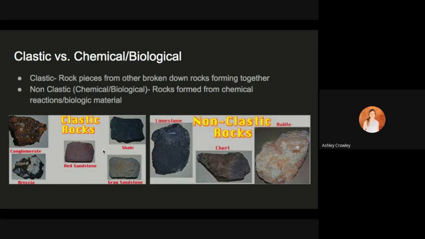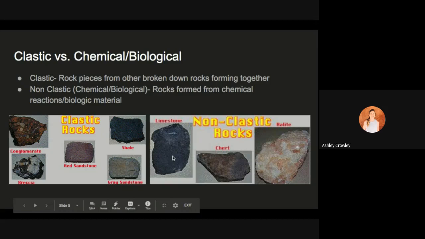So clastic rocks are formed together, and then non-clastic rocks, so these examples over here, are formed from chemical or biologic processes. So if you can see a seashell in the sedimentary rock, that is non-clastic or biological. Or if you can see here you have halite, which is formed from just chemical processes happening over and over again. Most of the time these are in the ocean.